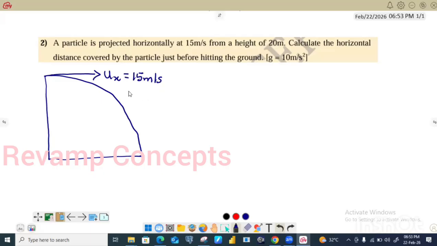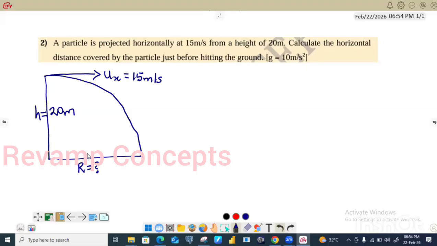It's not in all texts that you are going to see horizontal velocity as ux like this. Sometimes you just see only u. But I'm just differentiating because of the next part we are going to talk about. Here, you are given the height. The height is equal to 20 meters. And they want us to calculate the horizontal distance covered from the foot of that platform before the body hits the ground.